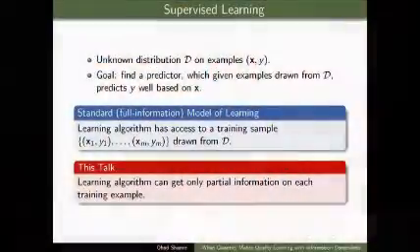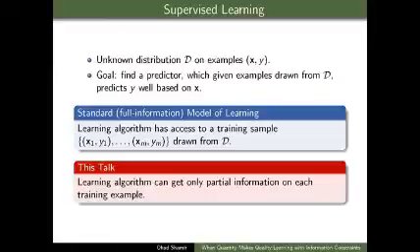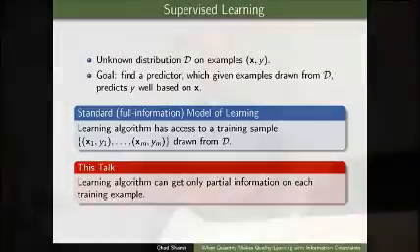So the topic of my talk is going to be learning with information constraints, and it's based on a few recent joint works with Nicolo Cesa-Bianchi and Shai Shalev-Shwartz. So I'll begin by recalling the standard model of supervised learning. In the standard model, we assume that we have some unknown distribution over examples x, y, where x is some instance and y is some target value. And our goal is to find the predictor which, given examples drawn from this unknown distribution, is able to predict y well based on x.